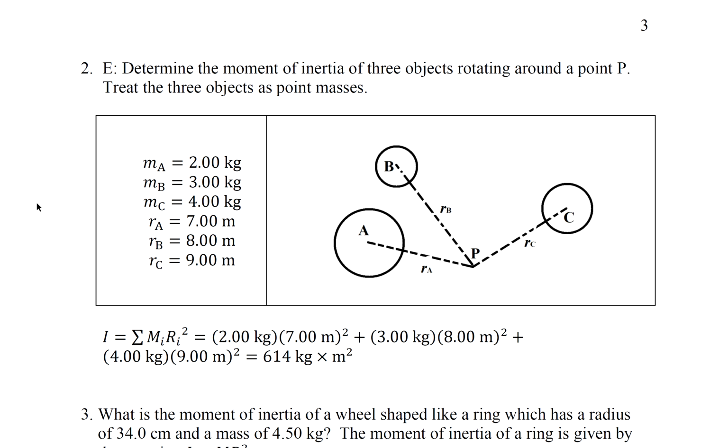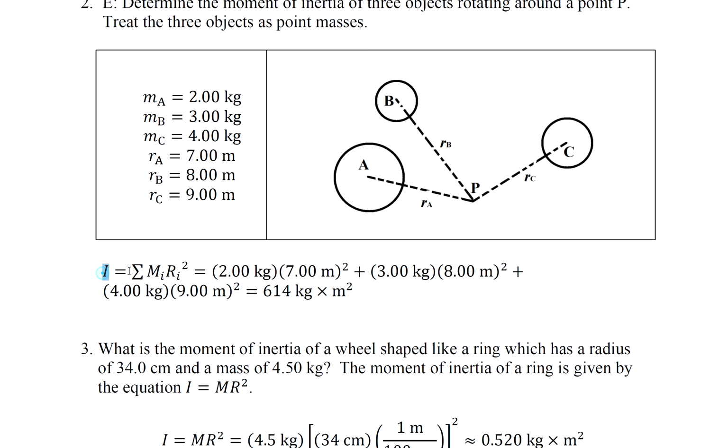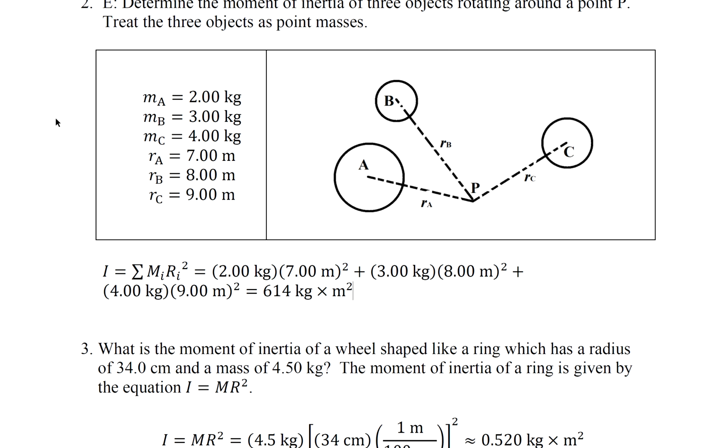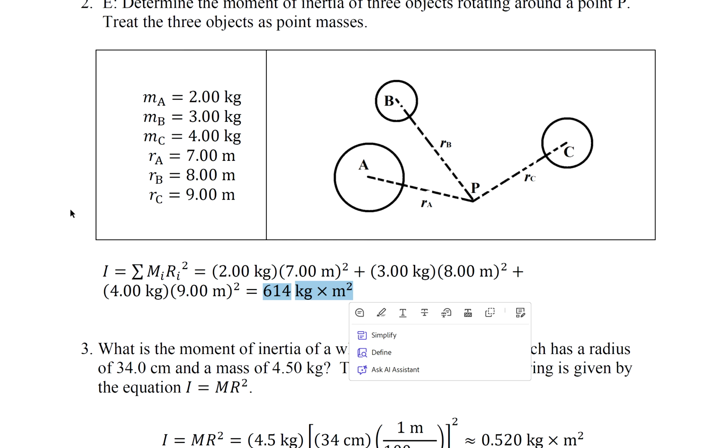Question 2. Determine the moment of inertia of three objects rotating around a point P. Treat the three objects as point masses. So we're just going to use this equation, Σmr², and add them all up. So this is like the mass going around point P. Because remember, mass has units of kilograms in linear motion. Moment of inertia is like mass in circular motion, but it has units of kilograms meters squared.